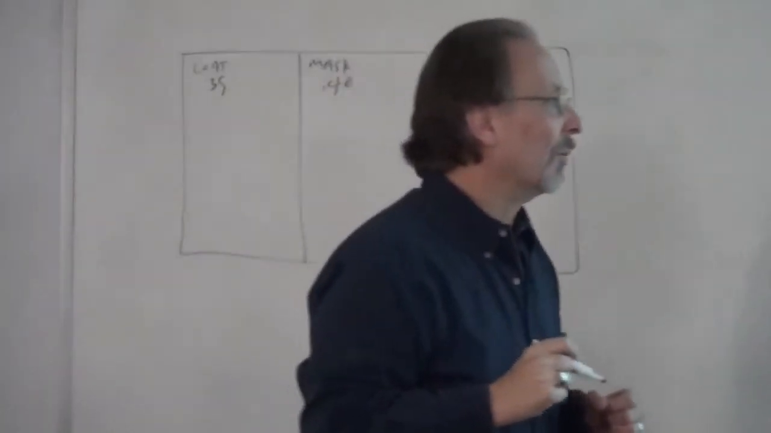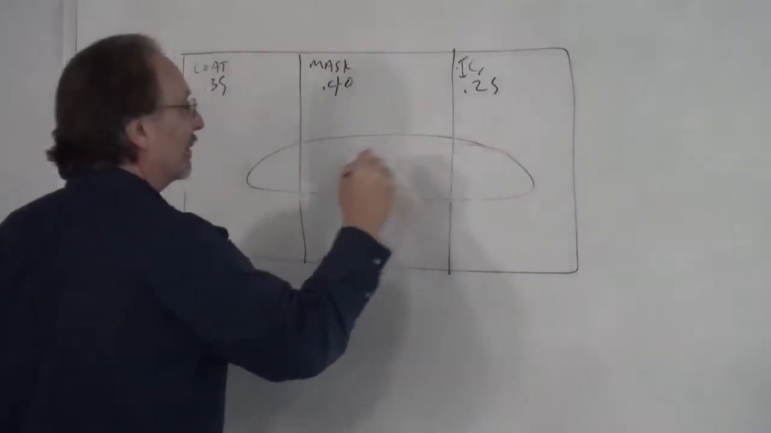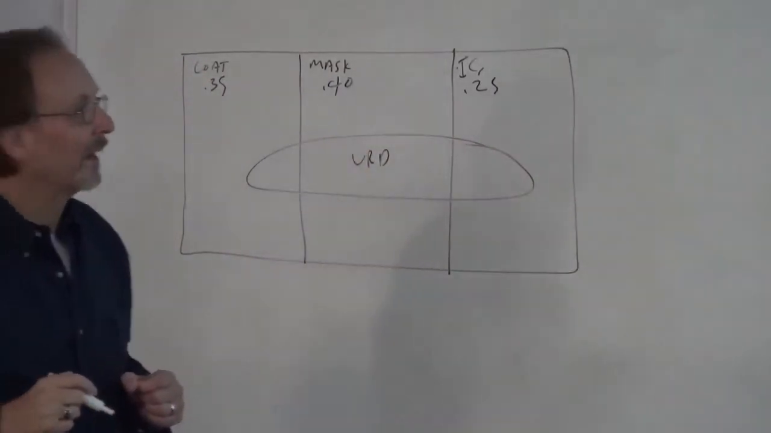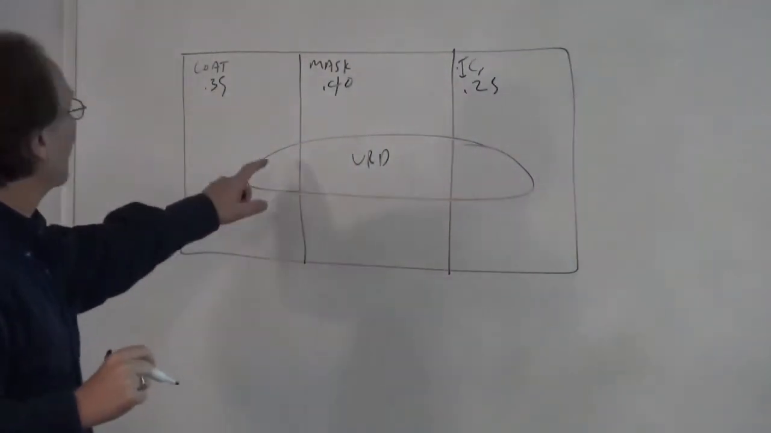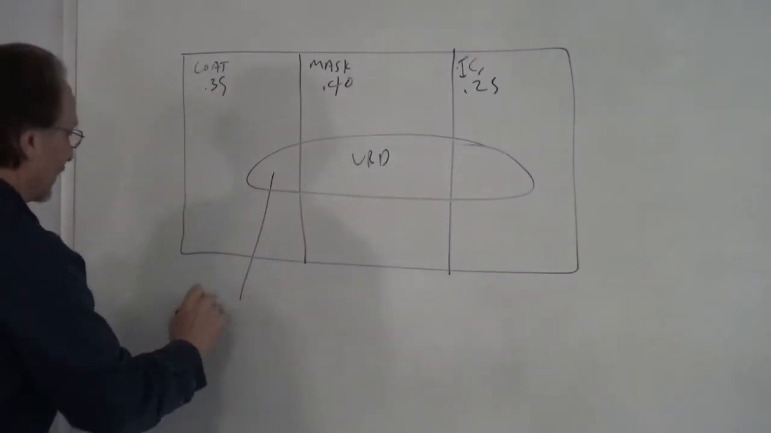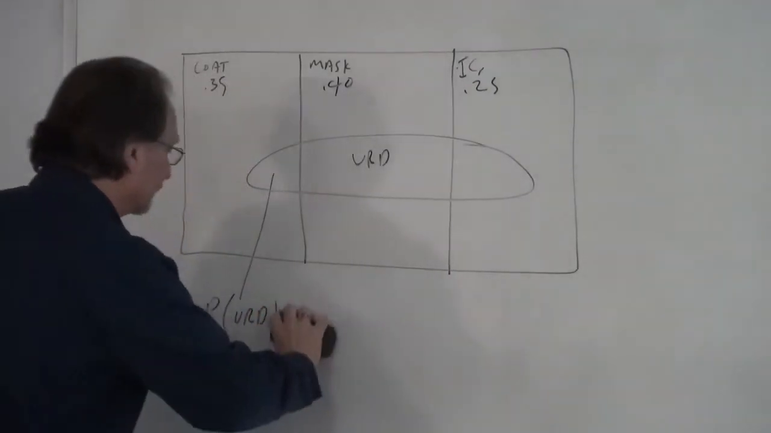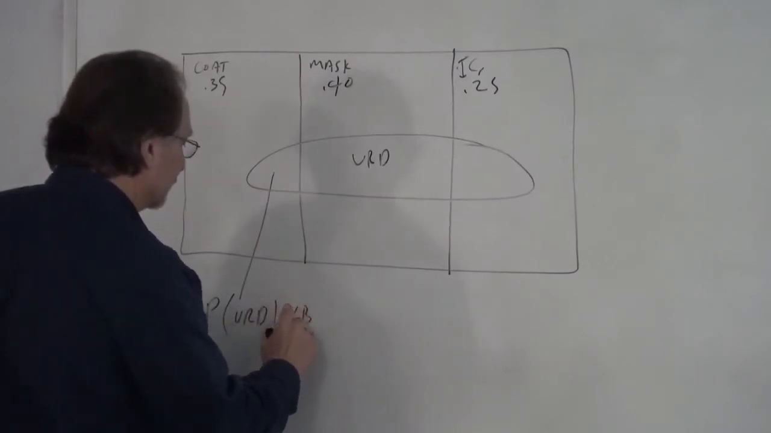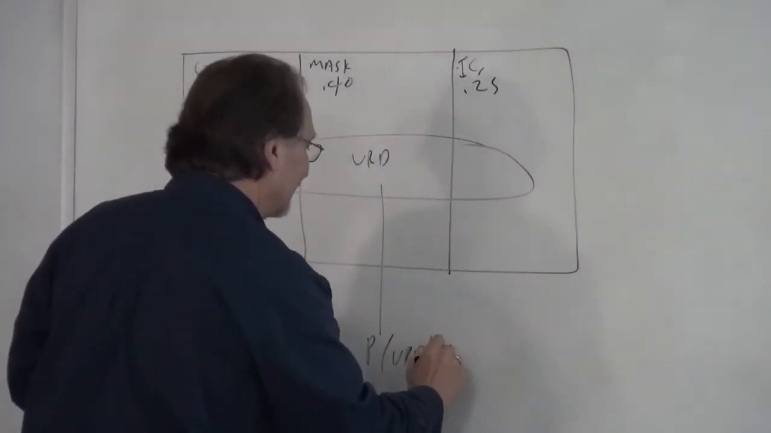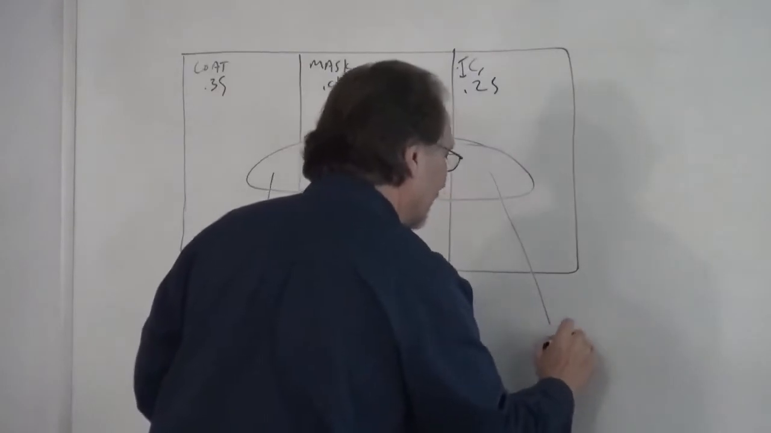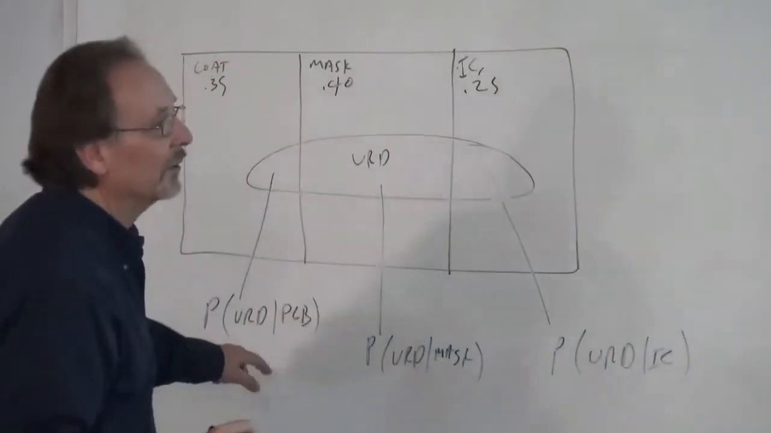And what we're wondering about is the prevalence of upper respiratory disorders. So this is our URD, and we are given that among PCB coders, given that they're PCBs, that one is the probability of URD given PCB. This one is prevalence, probability of URD given masking, and this one is prevalence of URD given IC.